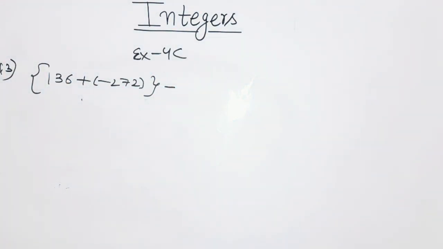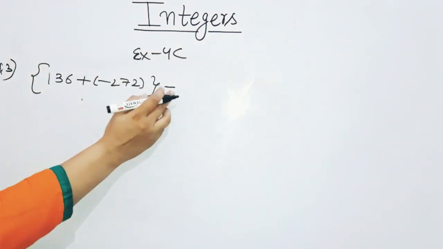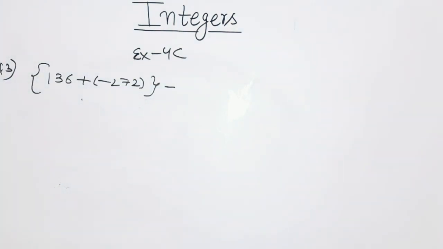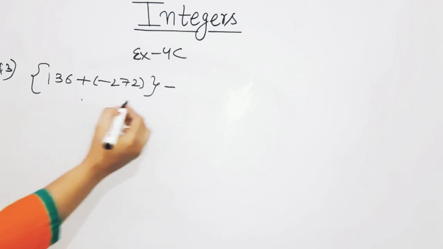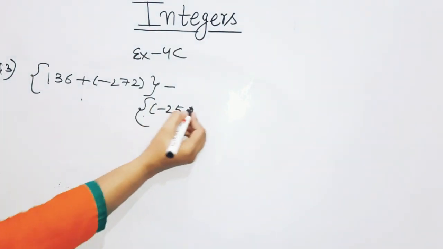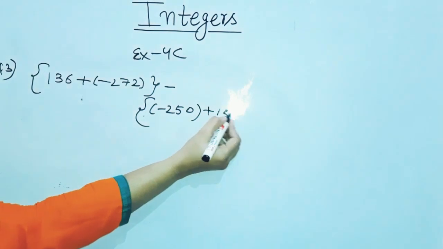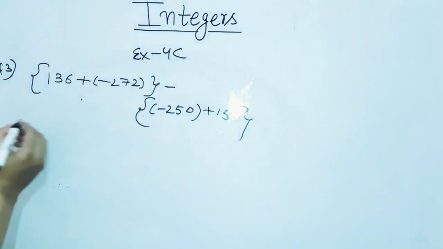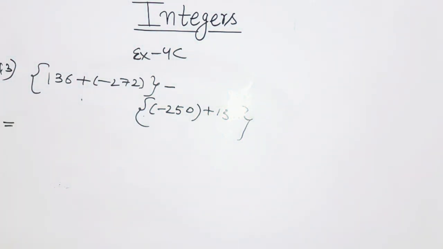Now what we have to do? We have to subtract. That is why this negative symbol. Now what do we have to subtract? We have to subtract the sum of minus 250 and 138. So as per the BODMAS rule, we are going to solve the things given in the bracket first.